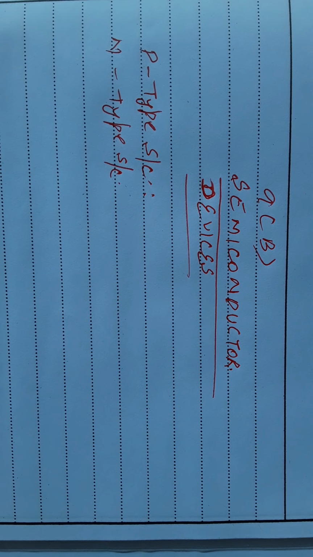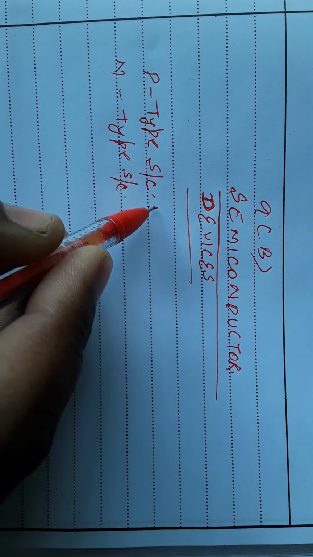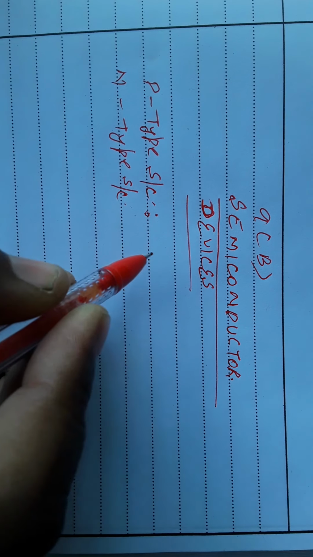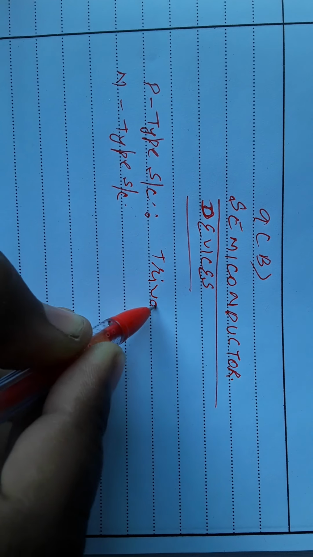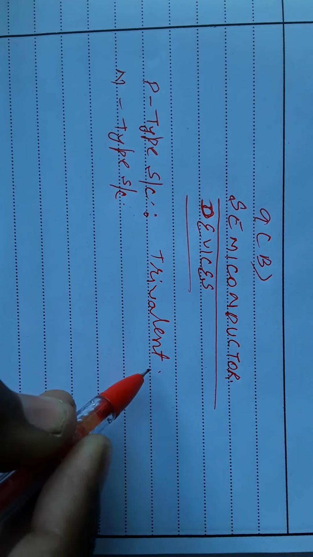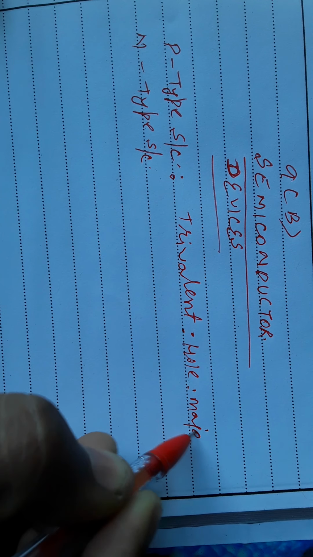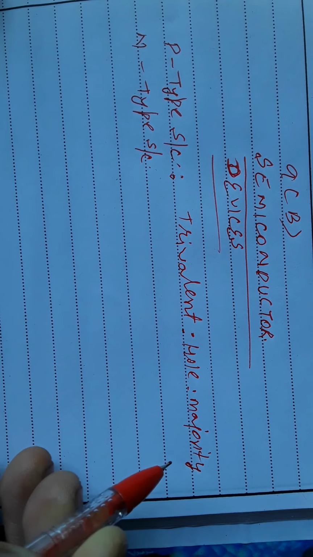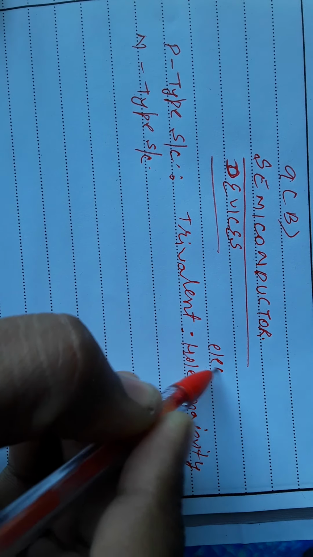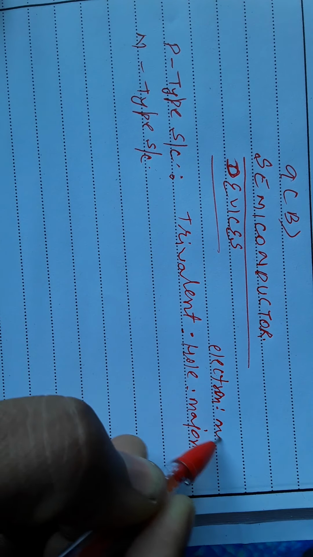In unit 9, in this lecture we will start 9th B, that is semiconductor devices. In the 9th we have studied about two types of semiconductor, that is P-type and N-type semiconductor. P-type semiconductor is that which is formed by adding trivalent impurities in the pure semiconductor. So we get hole as majority charge carrier and the electron as minority charge carrier.